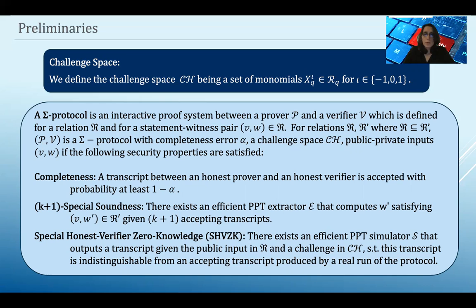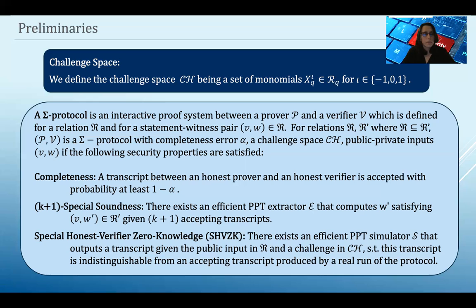If it satisfies the following three properties. Completeness means that a transcript between an honest prover and honest verifier is accepted with probability at least 1 minus alpha, where alpha is the completeness error. The second property is special soundness, and namely we are looking at k+1 special soundness. It means that there exists an efficient extractor algorithm which can compute the relaxed witness such that the tuple V and W prime is an element of the relaxed relation, assuming that the extractor has access to k+1 accepting transcripts.